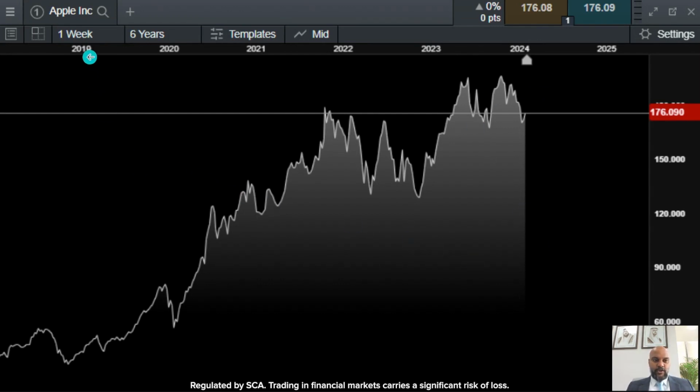Now, in this case, on the weekly chart, you see the line chart. This line is basically a dot for every closing price. As of yesterday, it closed at 176. So as of next week, wherever the price closes, let's say it closes at 180, you will see the line chart close at 180 and so on.